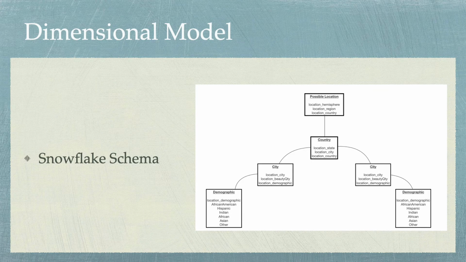And also, as discussed in our previous presentation, we'll be using the snowflake schema for our dimensional model. So possible location will be our main fact table, and then we have the country, which is a dimension table of the fact table, and then everything so on and so forth would be a subdimension table.